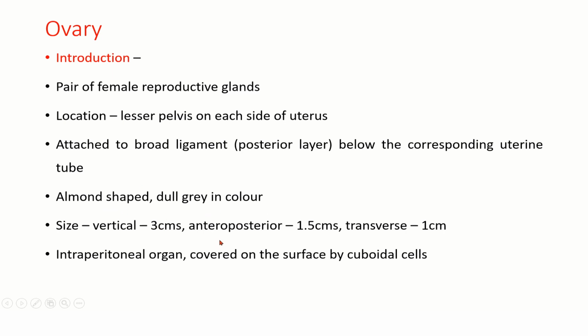If you see the morphometrics, vertical it will be 3 centimeters, anteroposterior will be 1.5 centimeters, and transverse will be 1 centimeter. These are intraperitoneal organs. They are covered on the surface by cuboidal cells. So these cuboidal cells were named wrongly as the germinal epithelium.